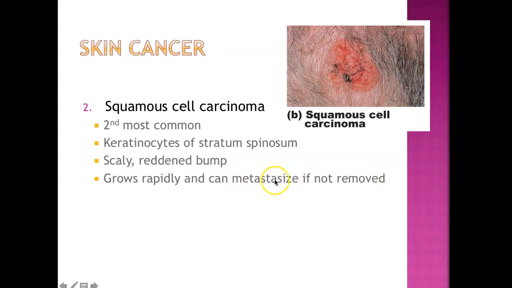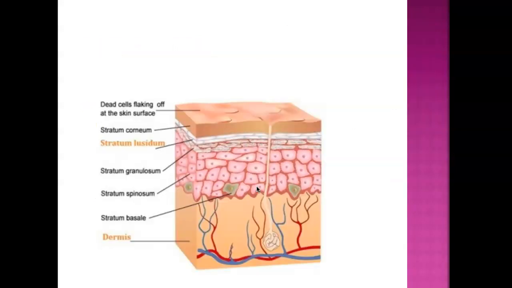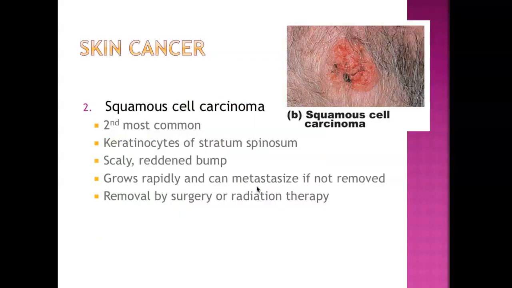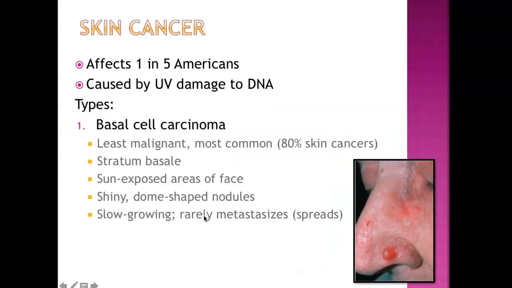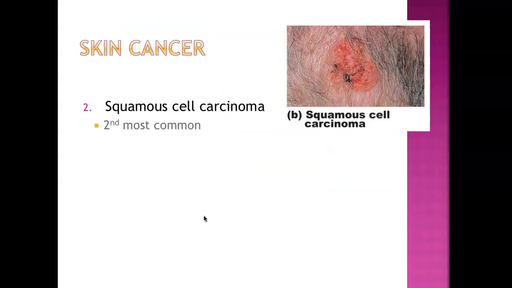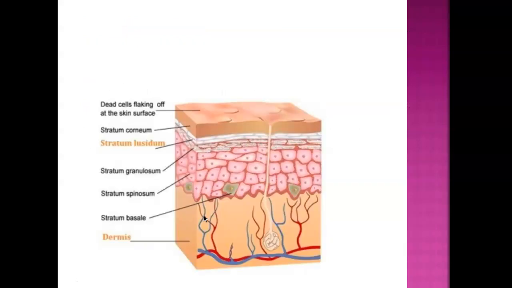And when something undergoes metastasis or metastasizes, that means that it's going to spread throughout the body. It's not just going to stay on the skin. These can be removed by surgery or radiation therapy. Okay, and that's it. You're not writing anything else down. All you wrote down was squamous cell carcinoma for this one. All right, so that first type that I talked about, so remember back, this first one, basal cell carcinoma, and then squamous cell carcinoma.